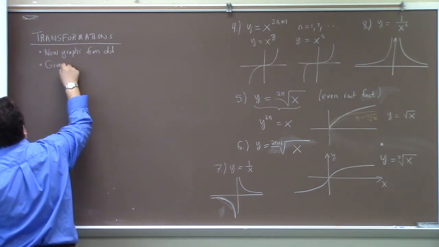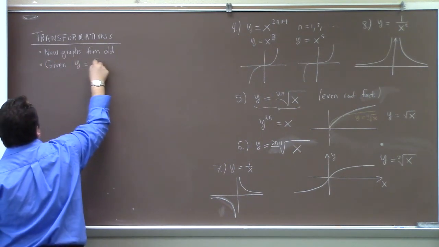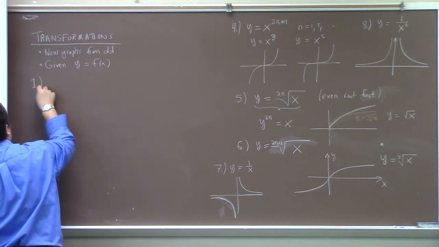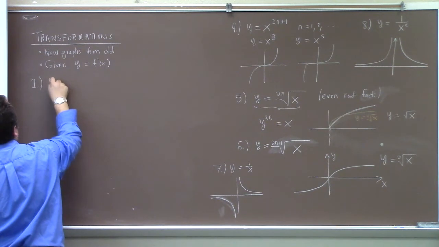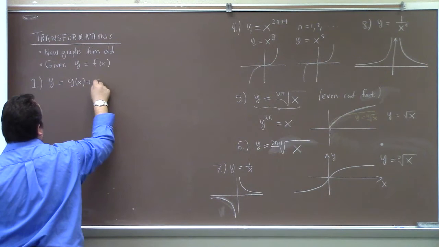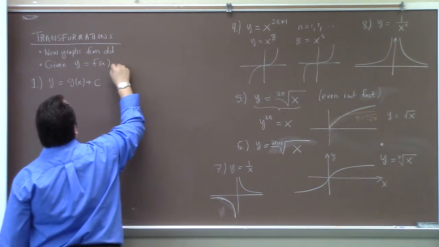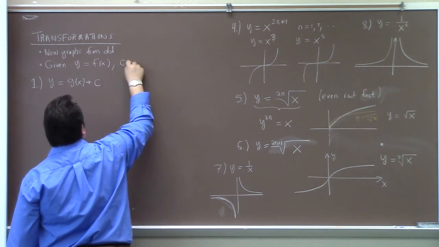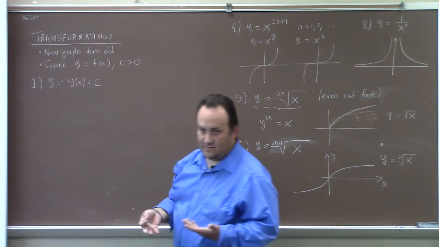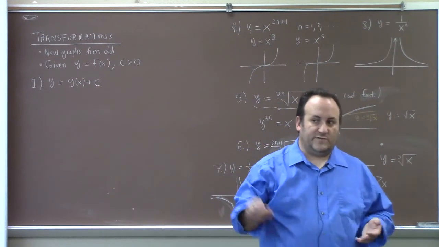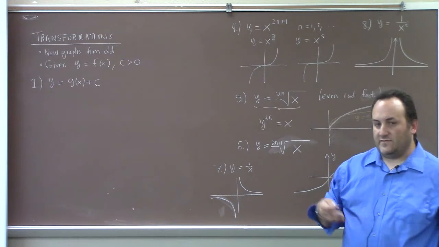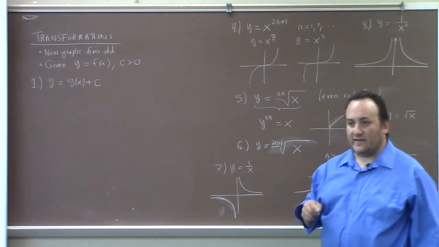Given y equals f of x, for f being some function, number one, y equals g of x plus c, and we're going to suppose that c is positive, all right? At least for the initial discussion, I'm going to assume that c is a positive constant, all right? Once I get through this list, I'll start talking about what it means if c is negative. But if c is positive constant, if I look at y equals g of x plus c, what's that graph?